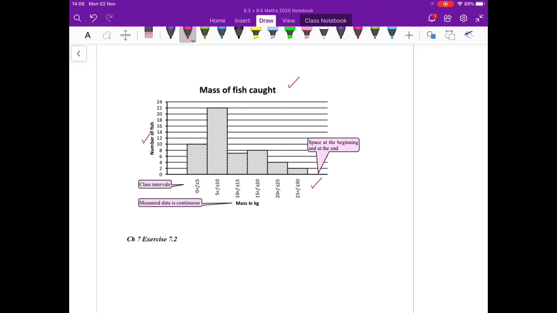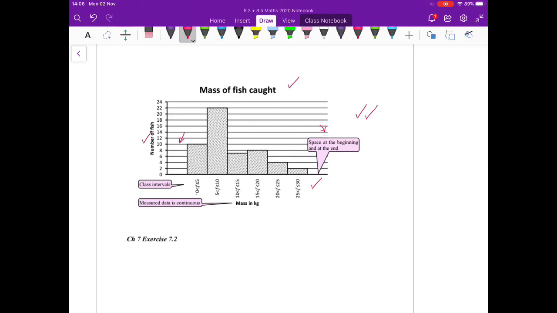You will get a mark for this label as well. So again, that's 3. You need to have your gaps. So it is the correct histogram and then the accuracy of the graph. And that is what it should look like.